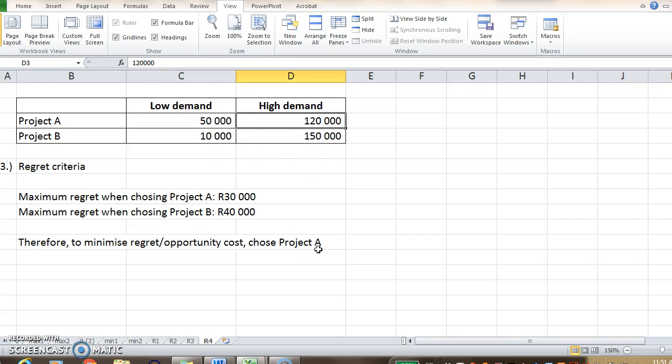So also then, if we choose project A and we're right, or if there's low demand and we are right, we'll be happy. If there's high demand and we're wrong, we'll lose out on that 50,000 rand. Project B, on the other hand, if there's high demand, we'll be happy. If there's low demand, we'll lose out on 40,000. So we just want to limit the amount we could possibly forego or miss out on.